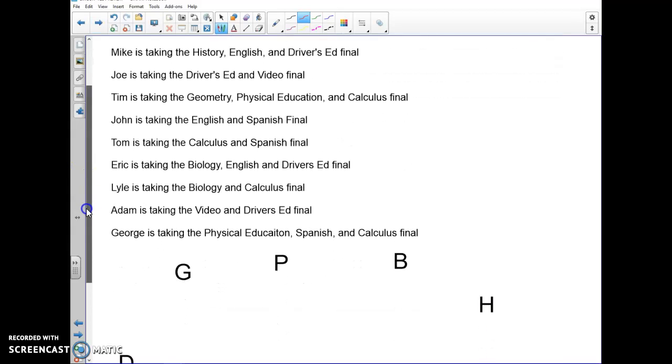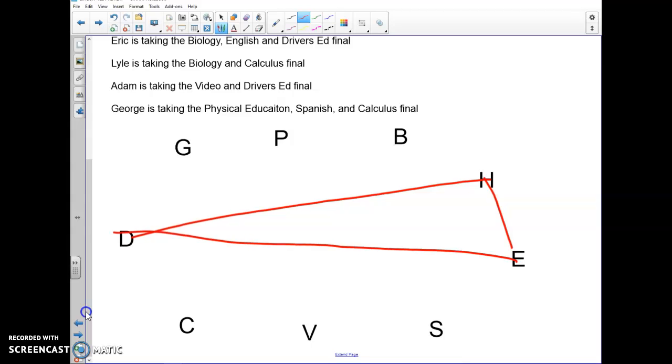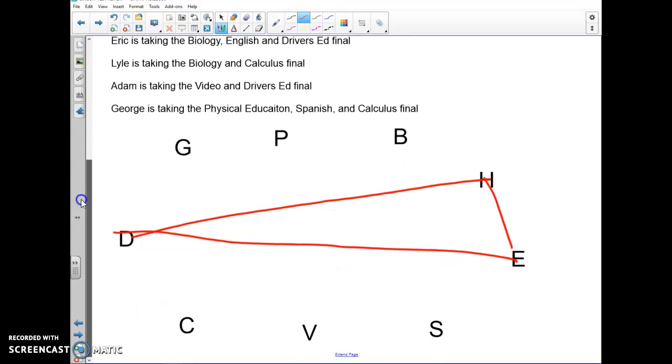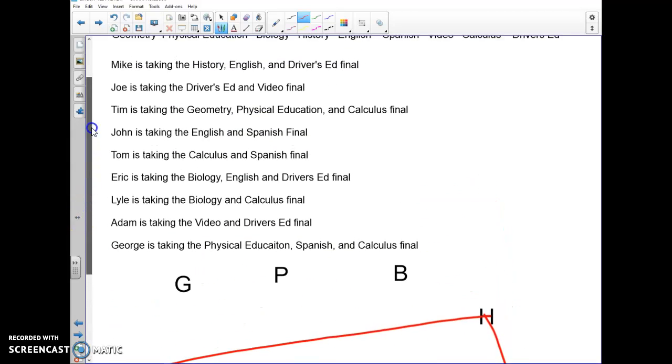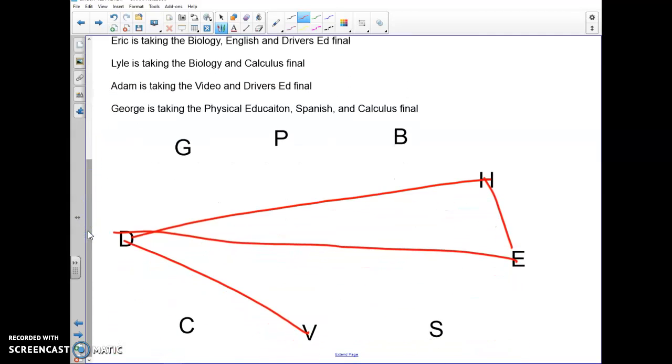Mike is taking history, English, and driver's ed. History, English, driver's ed. They all need to be connected. Joe is driver's ed and video. So driver's ed to video. Tim is geometry, physical education, and calculus. Geometry, phys ed, and calculus. All three need to be connected.